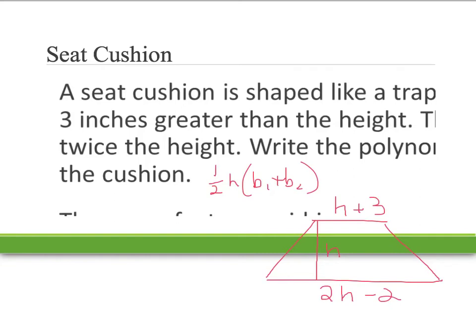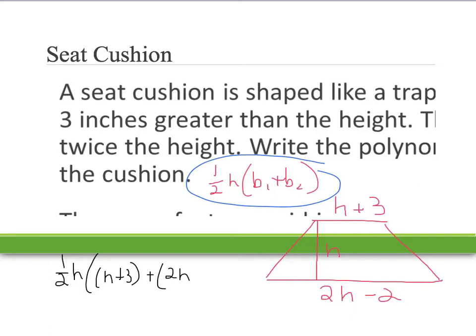Now we want to find the area of this trapezoid seat cushion, and I'm going to use my formula to figure that out. One half times the height times base 1, which is h plus 3, plus base 2, which is 2h minus 2. Inside the parentheses I'm adding terms, and when adding polynomials, we simply add the like terms. So I have 1h and 2h, which is 3h, and then 3 plus negative 2 is positive 1.